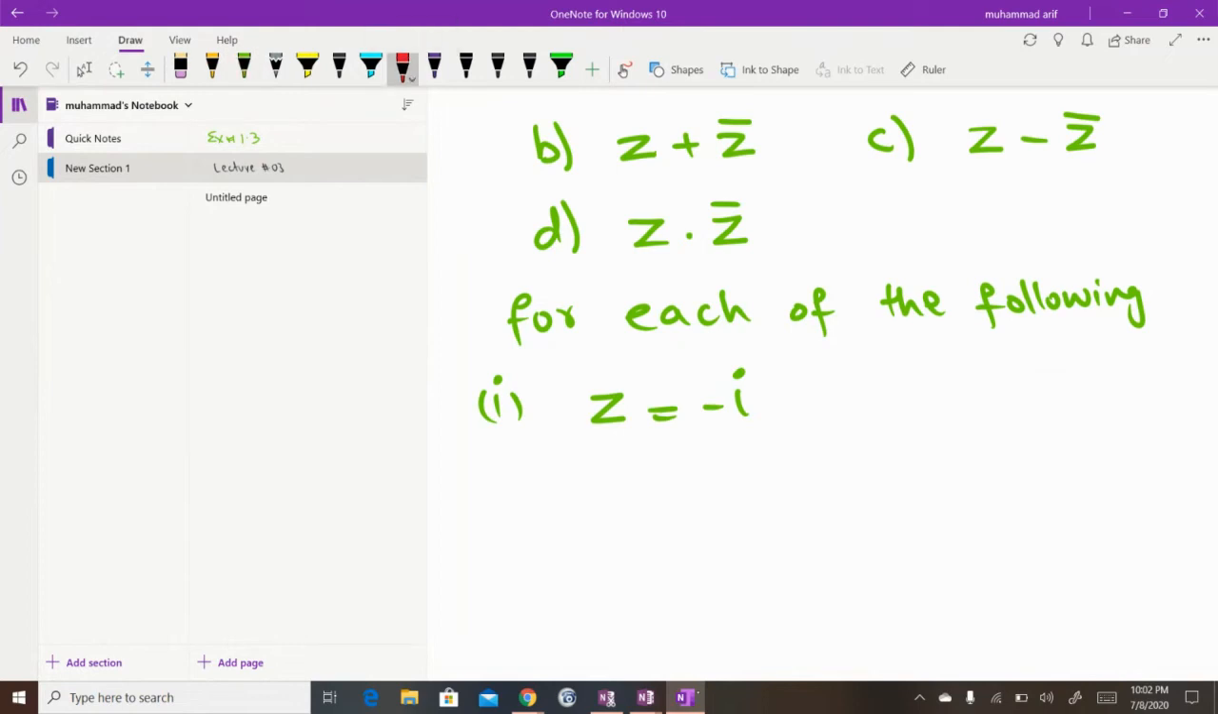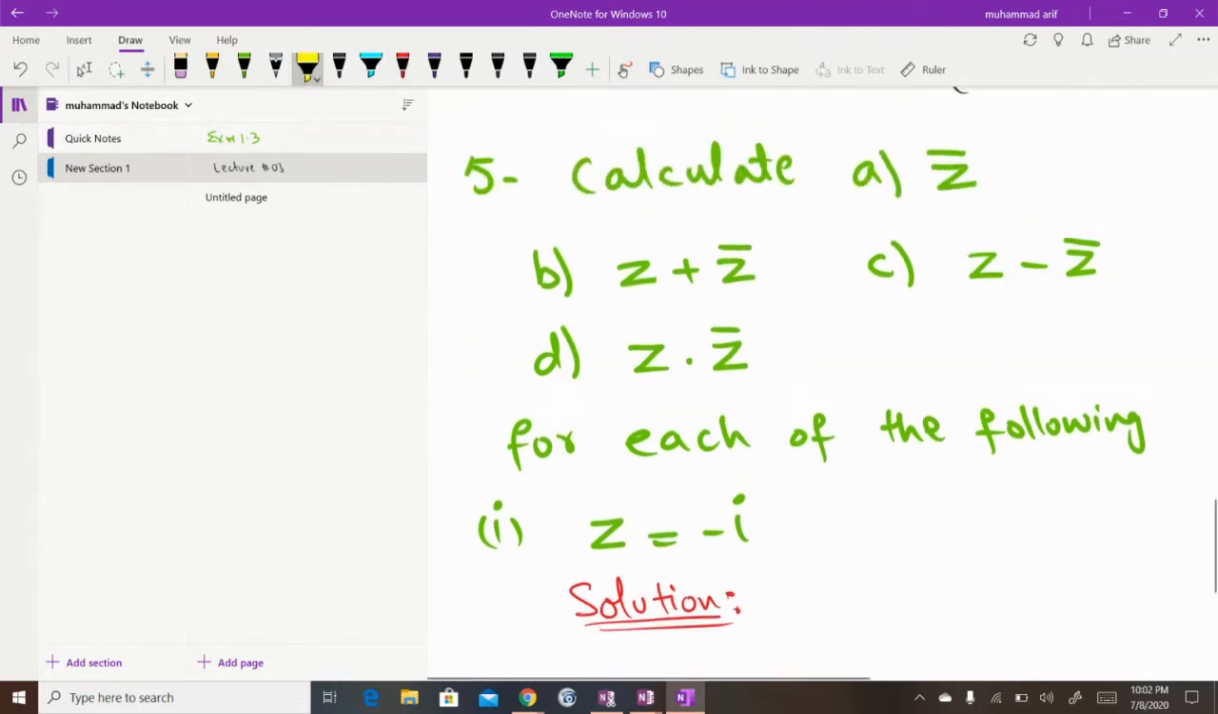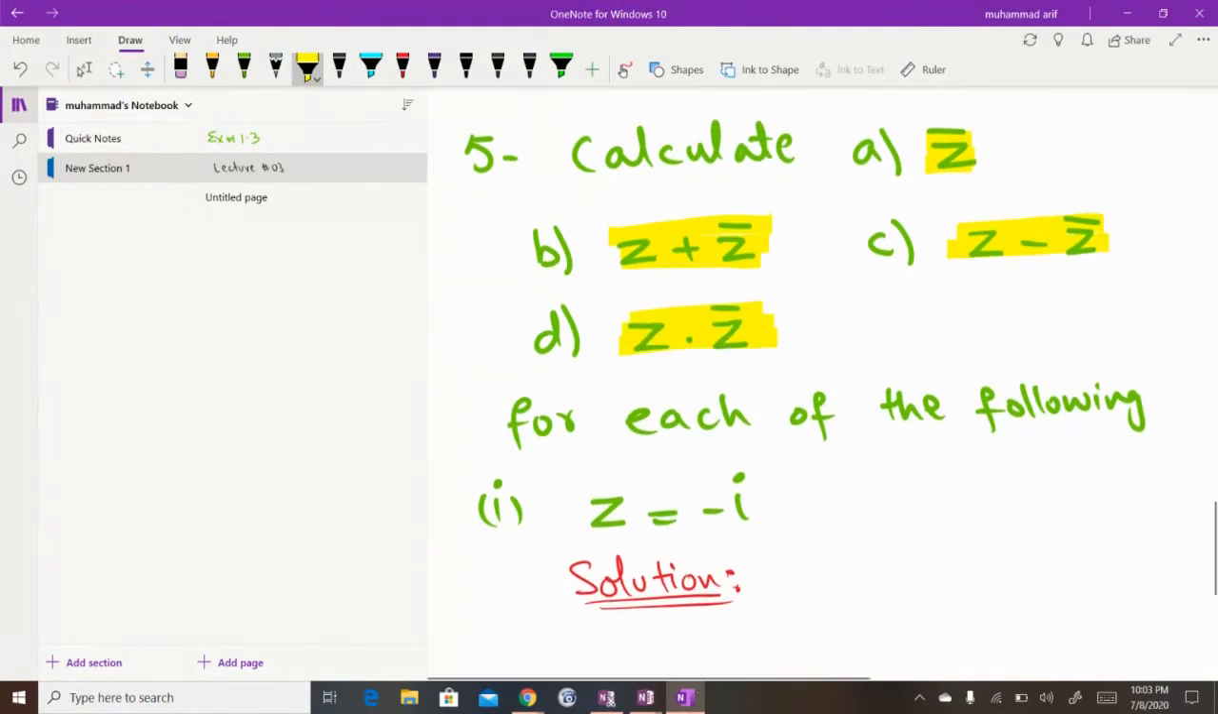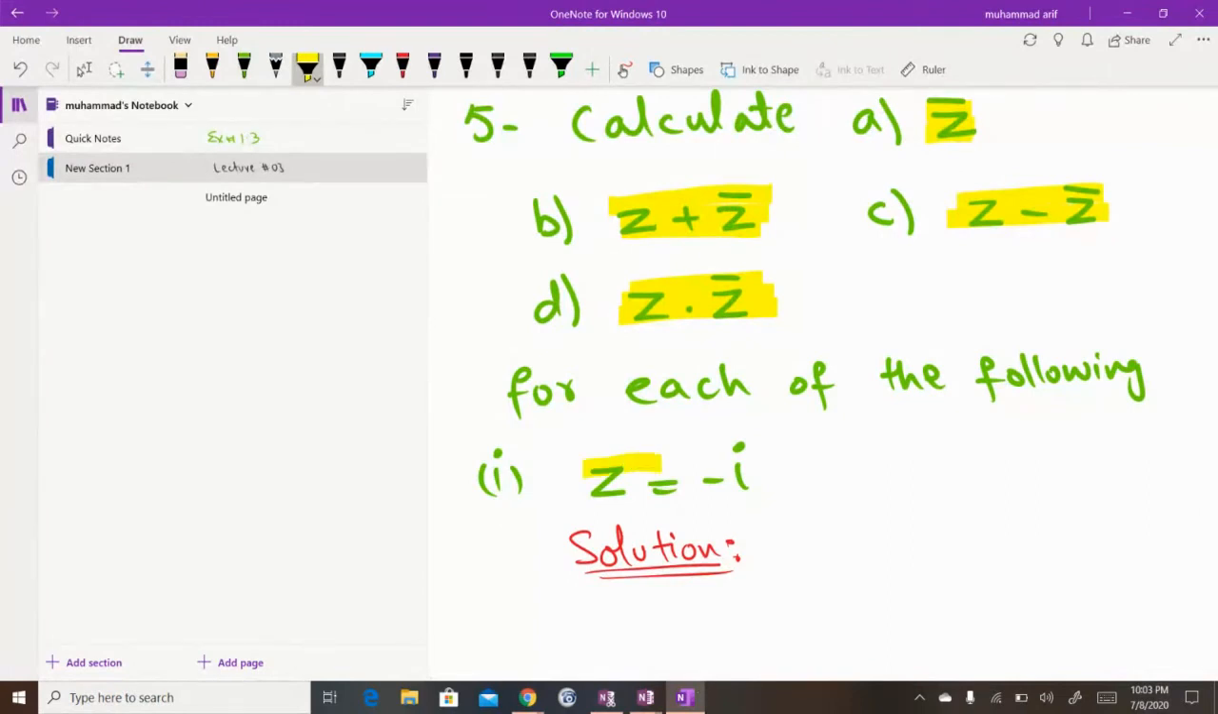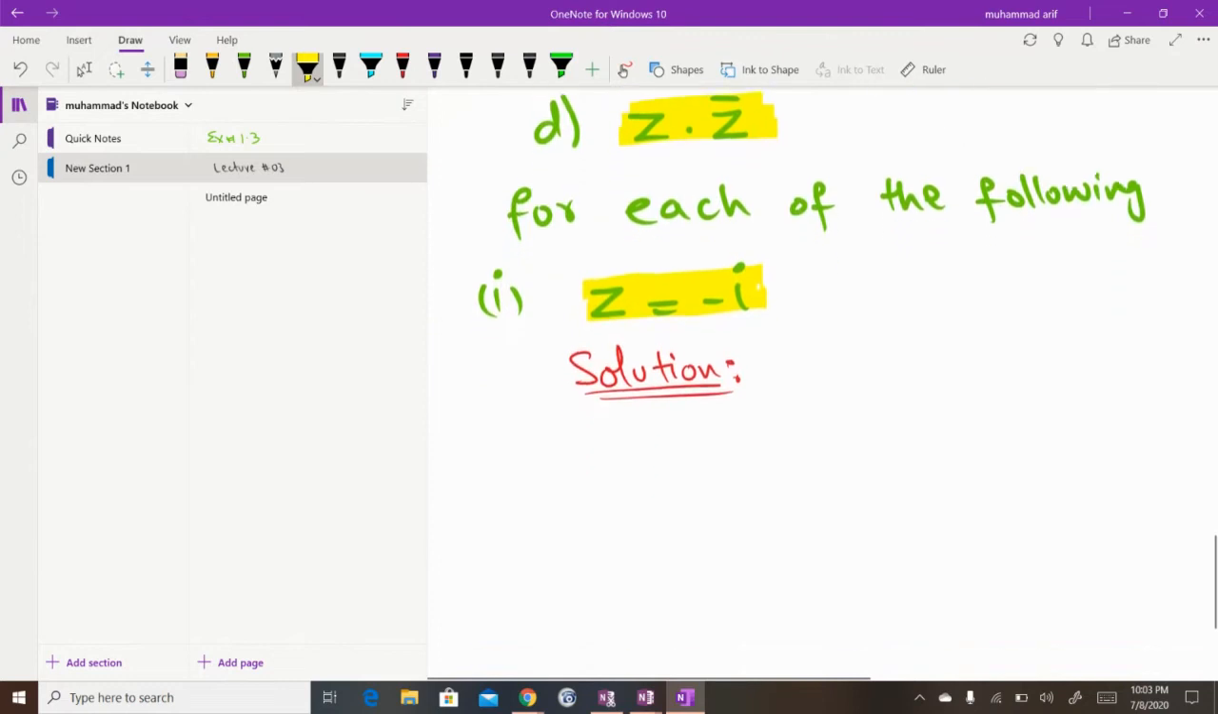We are here to solve these four parts for Z is equal to minus iota: A part is Z conjugate, B part is Z plus Z conjugate, C part is Z minus Z conjugate, and the last part is Z into Z conjugate. Okay. The first part, that is A part, is to calculate Z conjugate.